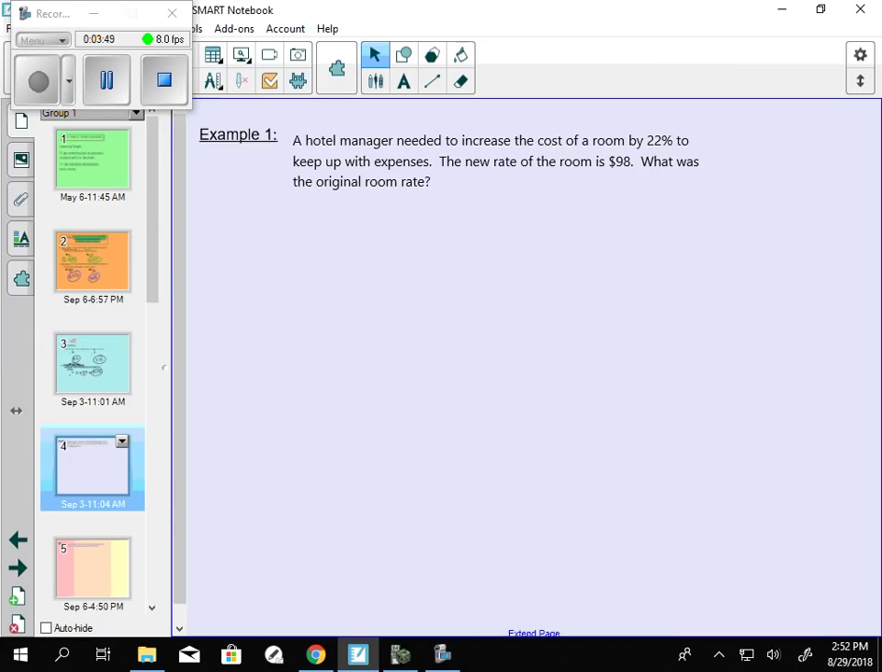Okay, so some examples. These are some real life places where you might end up using percentages. Also, these are similar to things you may see in like the ACT test. So we want you to be able to accomplish these.